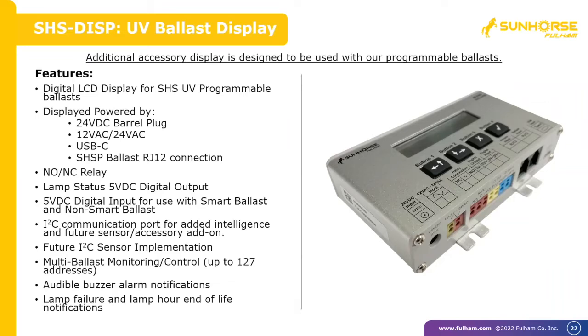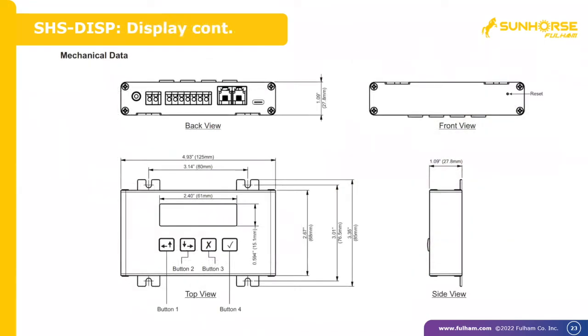The display will also come with a normally open, normally closed relay connection that can be tied to lamp hours, can be tied to status of the lamp, and use that to tie into any application where that might be useful. Additionally, there's another RJ12 port for future sensor implementation. And this display has the ability to monitor up to 127 addressable ballasts. And here we just show a mechanical drawing of how the SHS display works.